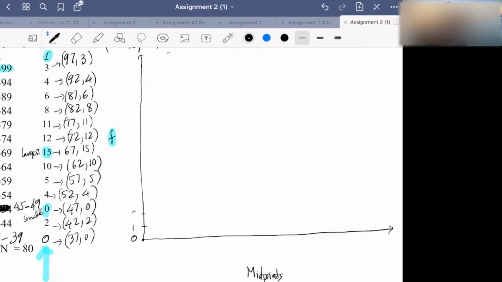1, 2, 3, 4, 5, 6, 7, 8, 9, 10, 11, 12, 13, 14, and 15. Okay.